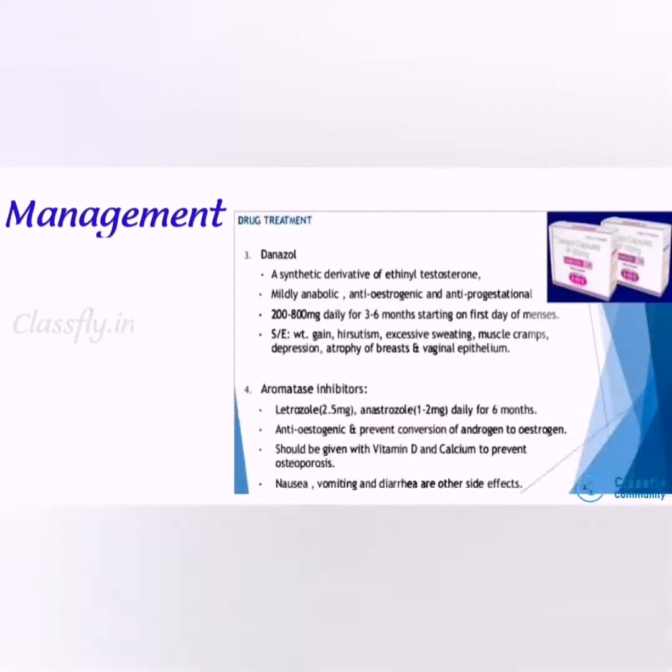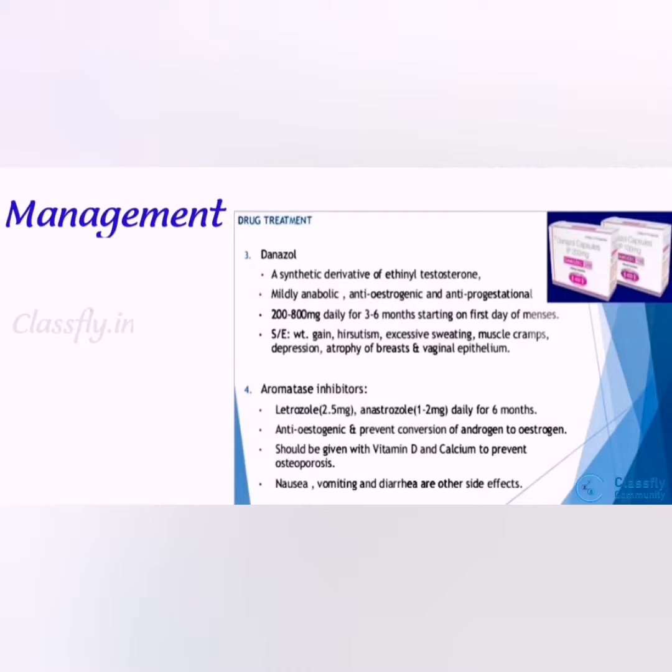Third one is danazol. It is a synthetic derivative of ethinyl testosterone. 200 to 800 mg daily for 3 to 6 months starting on the first day of menses. The side effects are weight gain, hirsutism, muscle cramps.